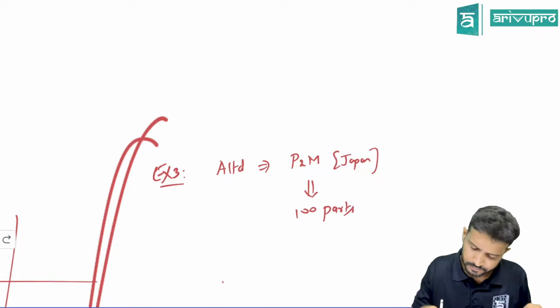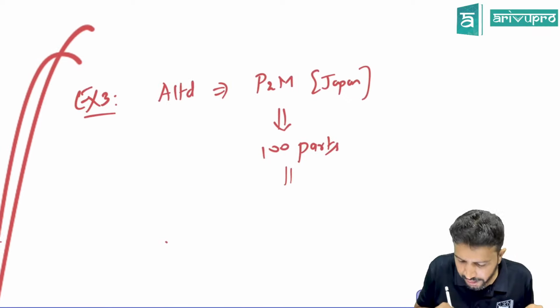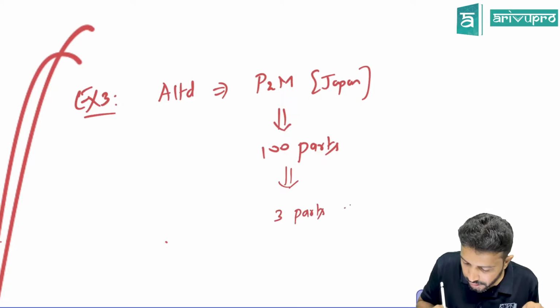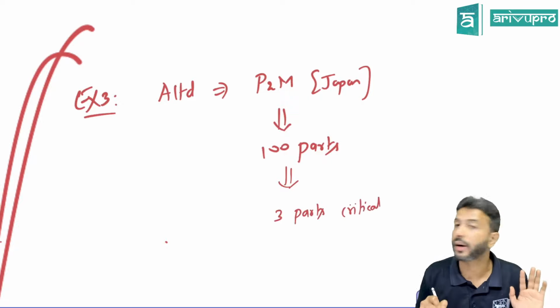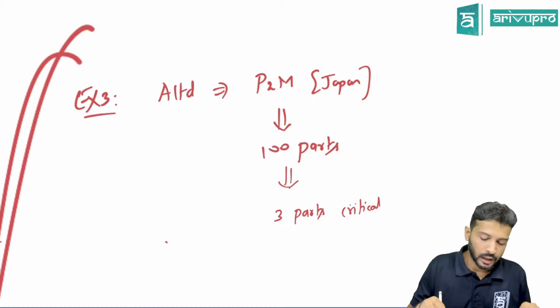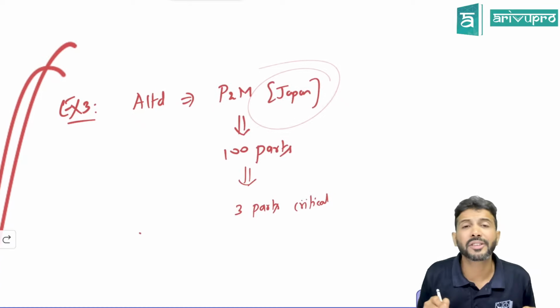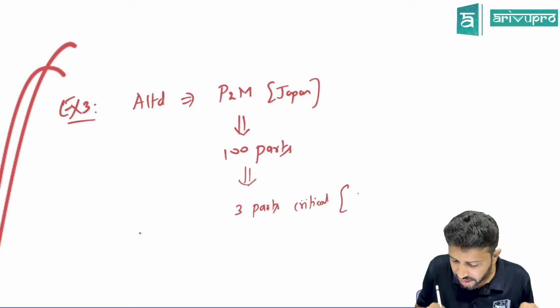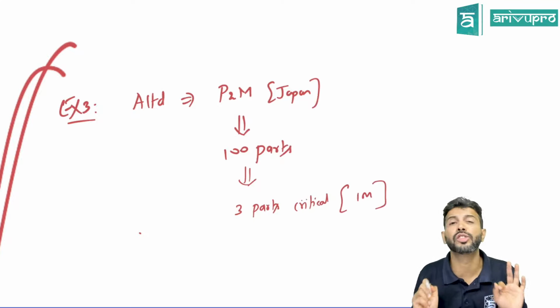That is fine. Among these 100 parts, 3 parts are very critical. There are 3 very, very important parts. And our Japanese vendor has clearly told us that this is a critical part, and I need at least 1 month to supply you this product.